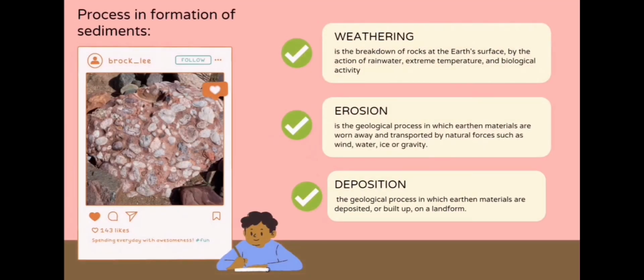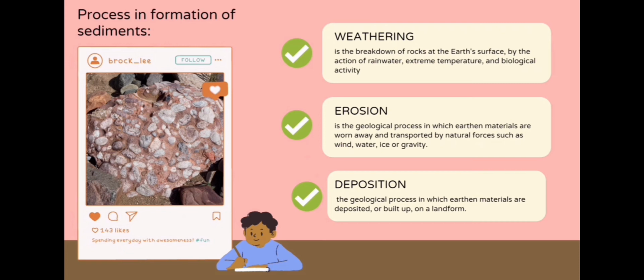Here are the processes in the formation of sediments. First is what we call weathering, which is the breakdown of rocks at the Earth's surface by the action of rainwater, extreme temperature, and biological activity. Second is erosion, which is the geological process in which earthen materials are worn away and transported by natural forces such as wind, water, ice, and gravity. Note that weathering and erosion produce sediments.